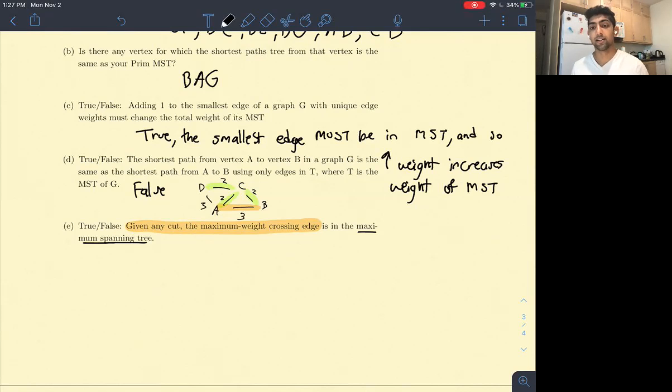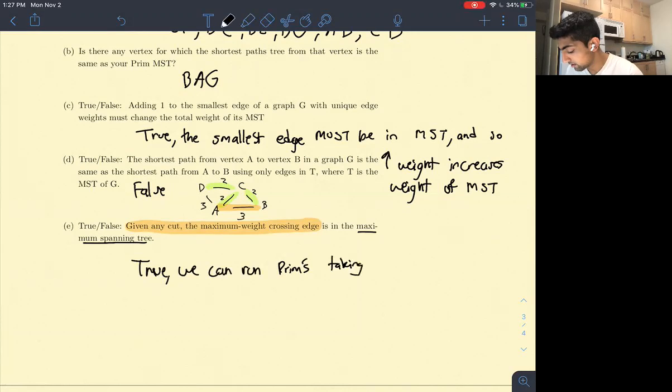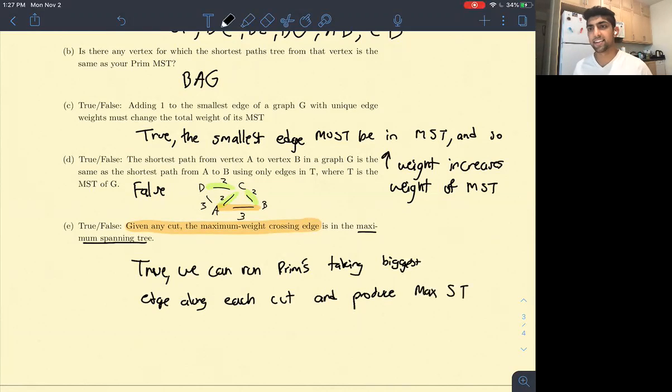So this is true, and we can say that we can run Prim's, taking the biggest edge along each cut, and produce a maximum spanning tree. I think the answers have a different explanation than this one, so I definitely recommend reading that. But yeah, that is all for question 2.